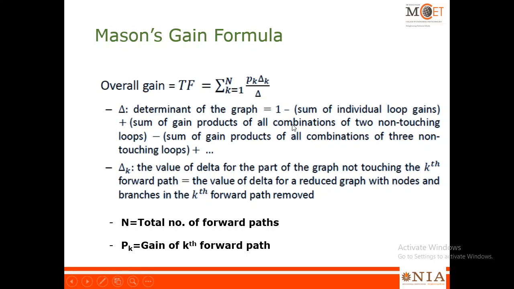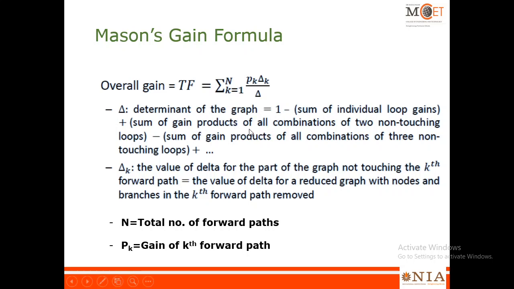The next term is, in the signal flow graph, you have to look into how many pairs of non-touching loops are existing. For example, if there is only one pair, that is, there are only two loops that are not touching each other, then calculate the gain of this pair. That is, you have to multiply the gain of the first loop and the gain of the second loop and make it into a single term. So that has to be supplied here.